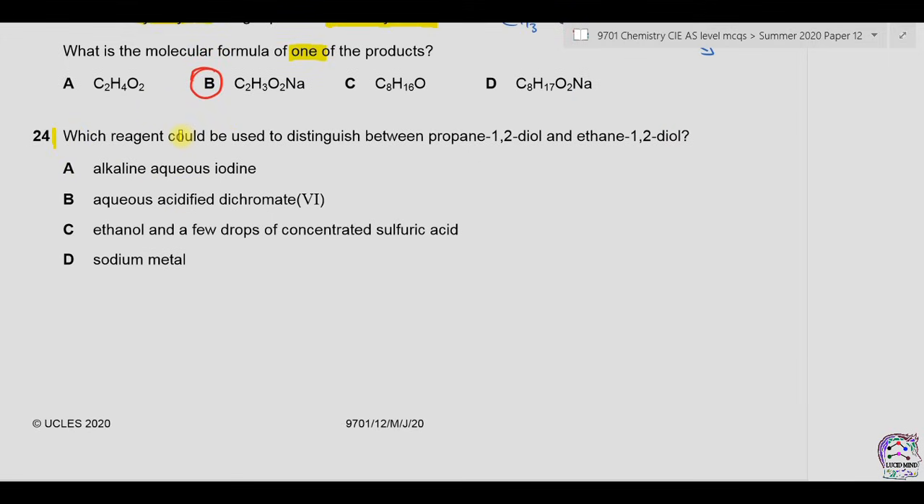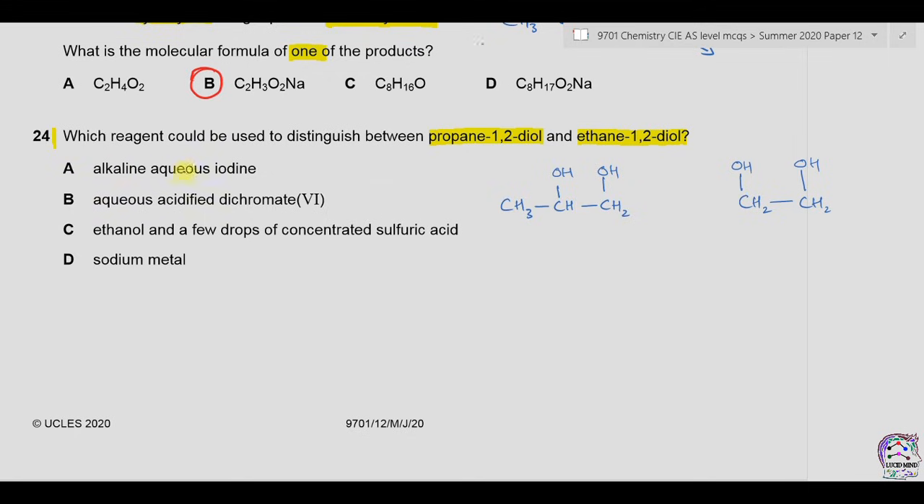Question 24. Which reagent could be used to distinguish between propane-1,2-diol and ethane-1,2-diol? Let's first draw the structures of both of these. We have propane, and on the first and second carbon atom alcohol is present. So this is propane-1,2-diol. Then we have ethane-1,2-diol. There are two carbon atoms and two alcohol groups are present.